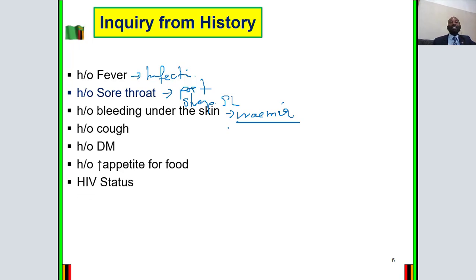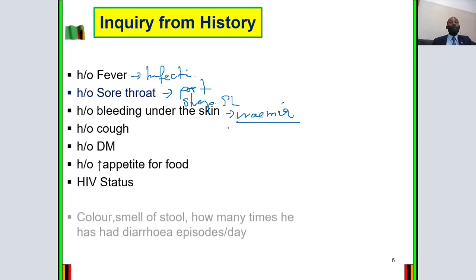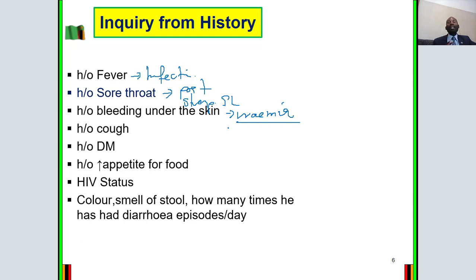And remember HIV status. You talked about fever being an infection. Yes, it is. HIV is specified and treated as a very special infection. It is also able to cause a lot of complications to do with the renal system. And not only that, on the same history inquiry, I'm also supposed to look at the smell of the stool, because there is a history of diarrhea there, the color of diarrhea, and how many diarrhea episodes he has had per day.